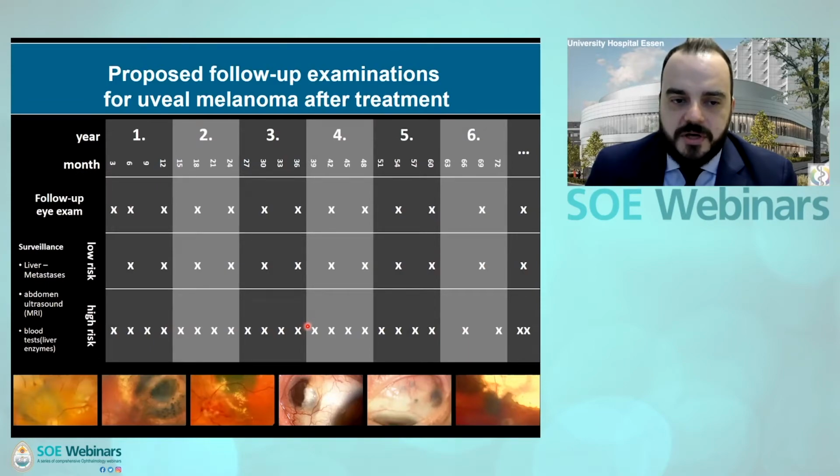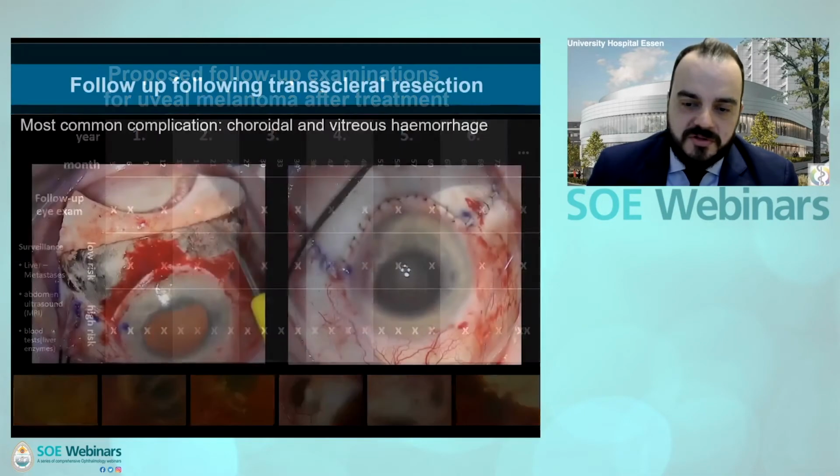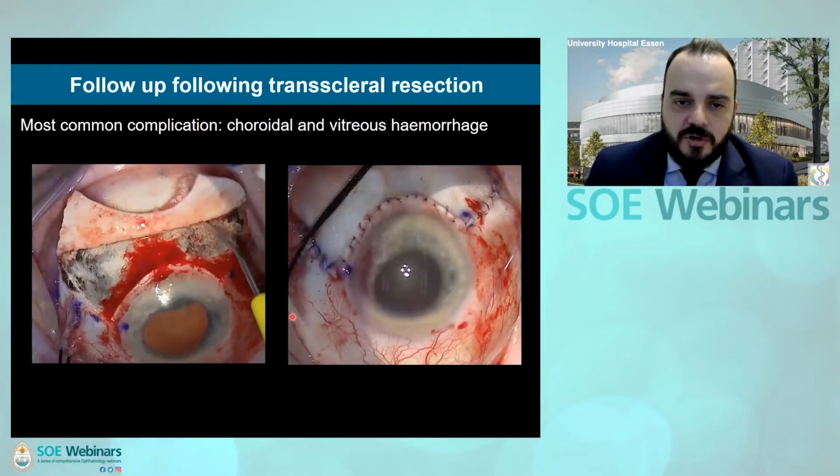We normally check the patients every 3 months, but when we are talking about resections, then we don't stick to the protocol. Most common complications are choroidal and vitreous hemorrhages following transscleral resection. This many times happens in theater, so you can see here on the left side the photograph from the theater from this patient. You can see the red reflex, which is gone afterwards at the end of the surgery.